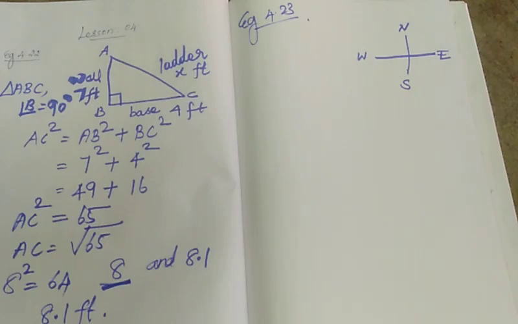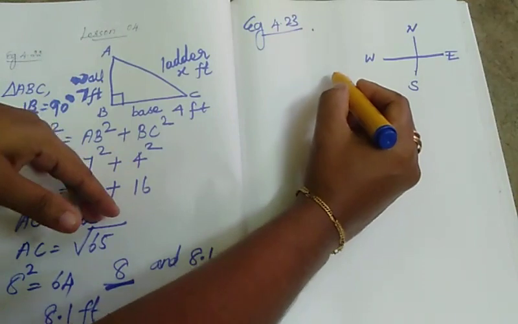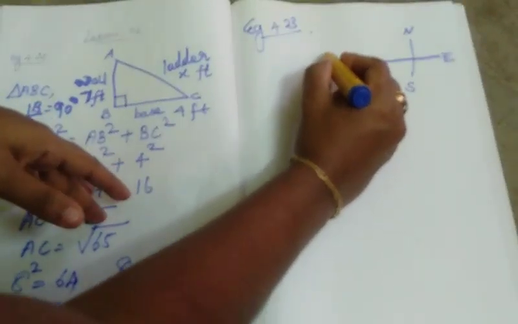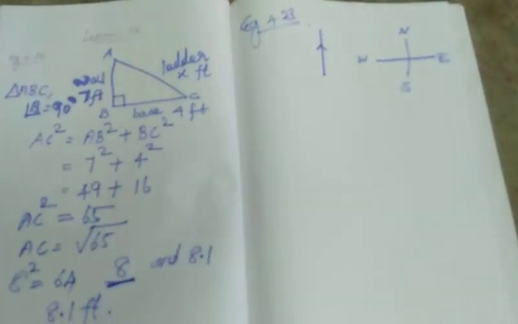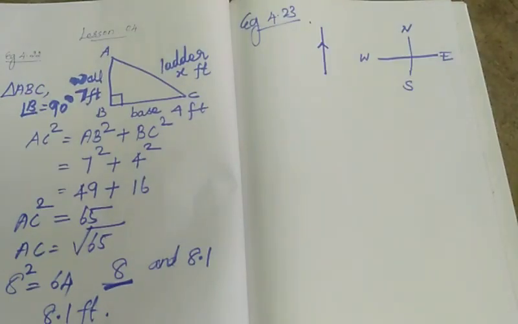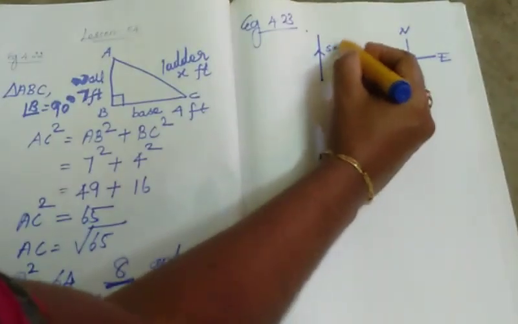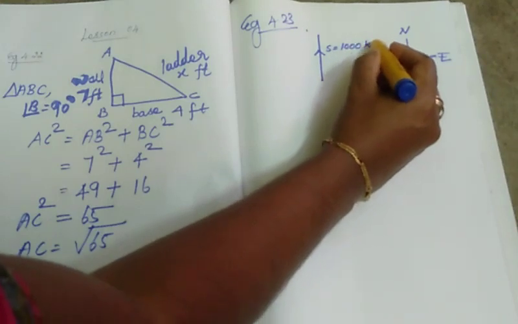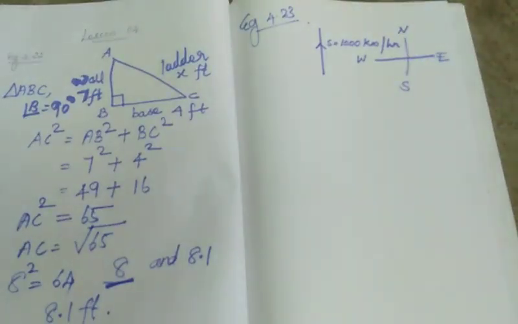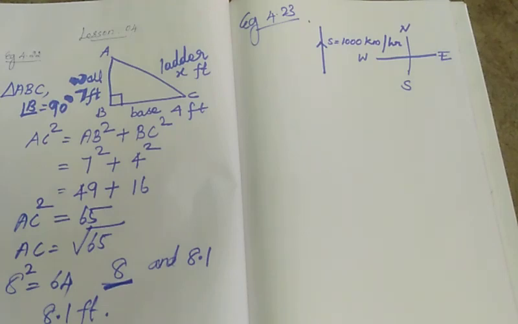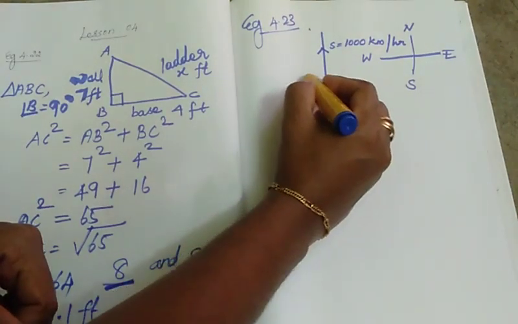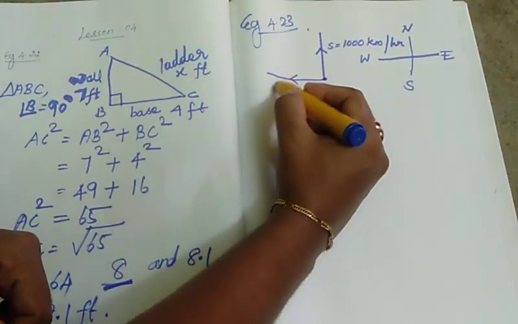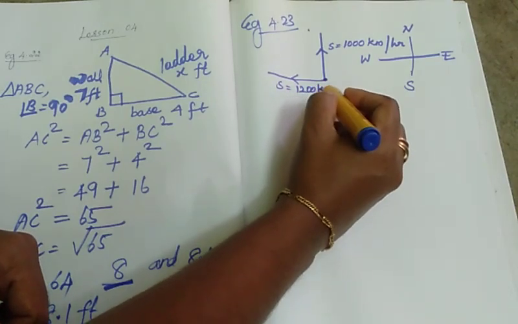The aeroplane takes off from the airport and flies due north. So from the airport it is moving north, at a speed of 1000 km per hour. Now from the same airport another aeroplane is moving to the west, at the speed of 1200 km per hour.